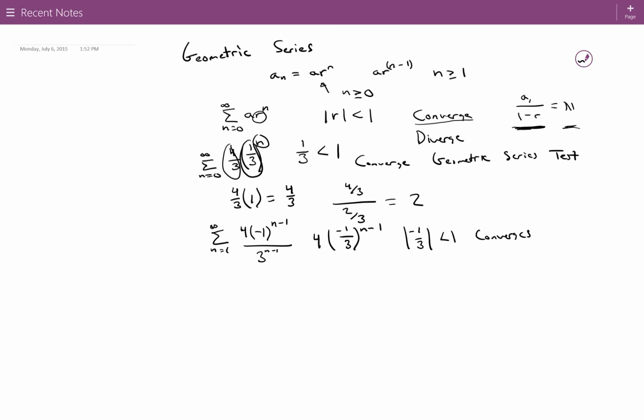And with that, we can take our a1, which we'd have to plug in our 1 for. Let's do that real quick. This would be 0, that'd be 1, it would be 4. So a1 is 4, over 1 minus negative 1/3, which gives us 4 over 4/3. That's equal to 3.